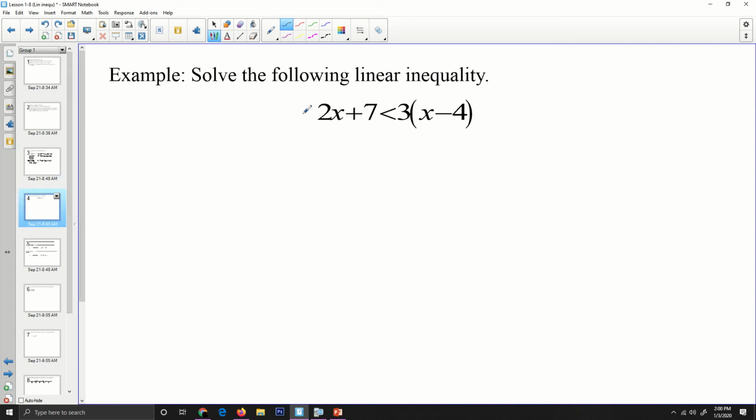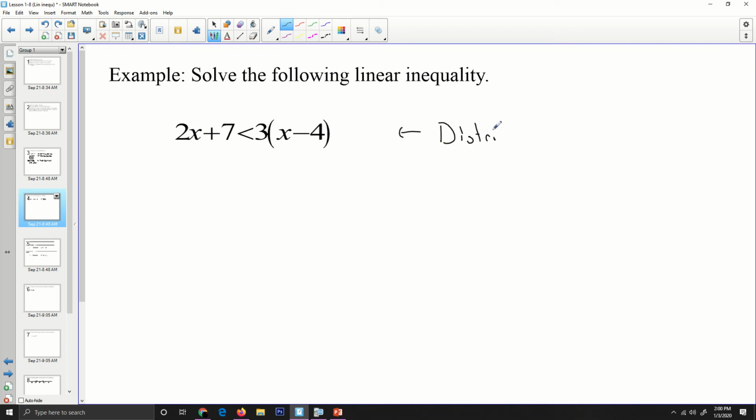All right, let's solve another linear inequality here. And the first thing I'm going to do with this particular one, let's move that over just a little bit, is I think I'm going to distribute. And that'll give me 2x plus 7 is less than 3x minus 12.